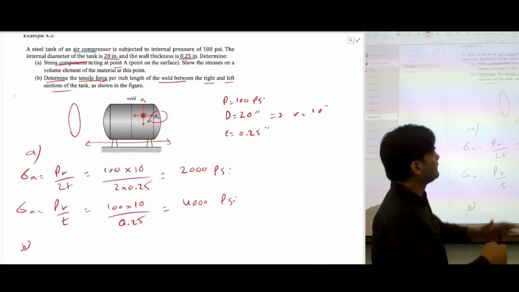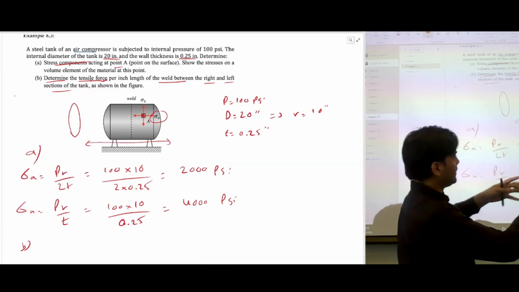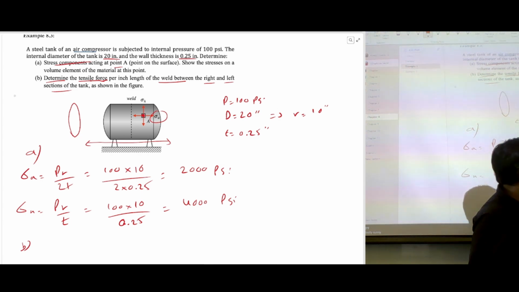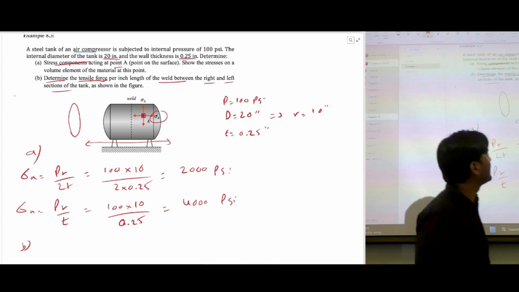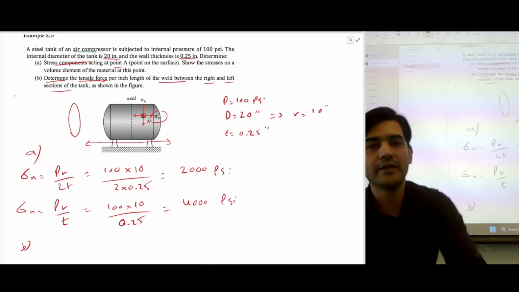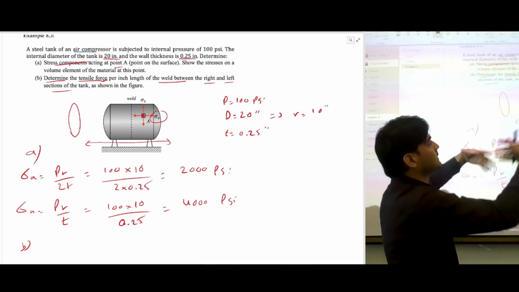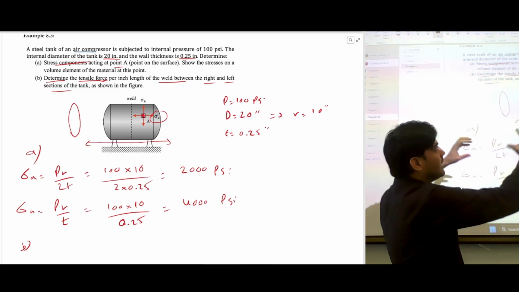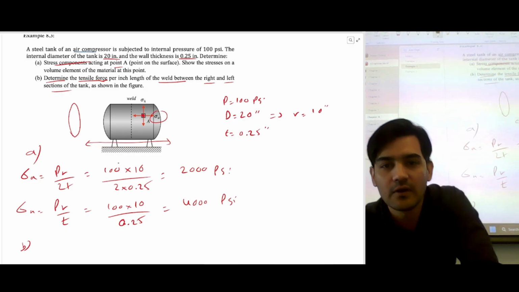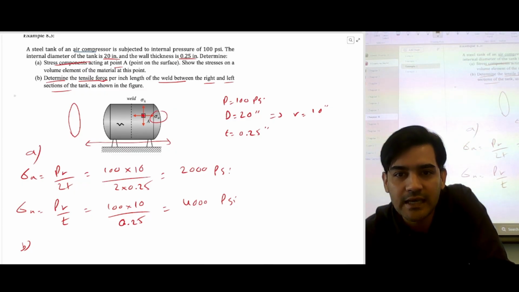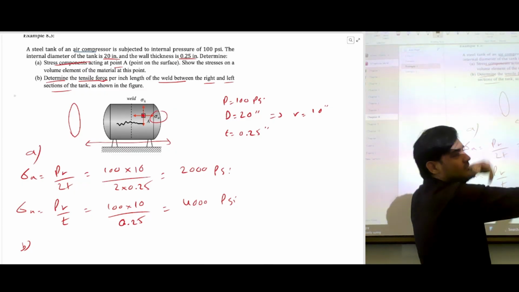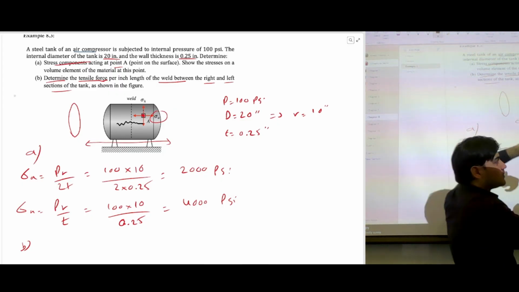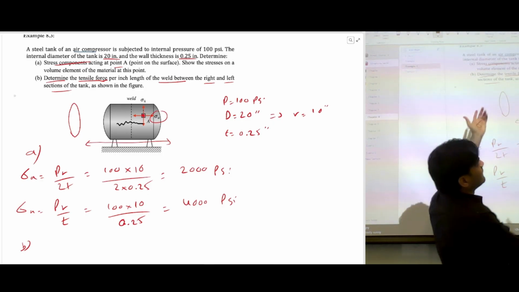Usually, if you don't have a weld, then you're going to have failure along the hoop stress, right? Because hoop stress is the highest stress, that's where you're going to have the failure. If you keep on increasing the pressure inside, ultimately it's going to crack and explode, because you have higher hoop stress. This is how you're going to see the crack.